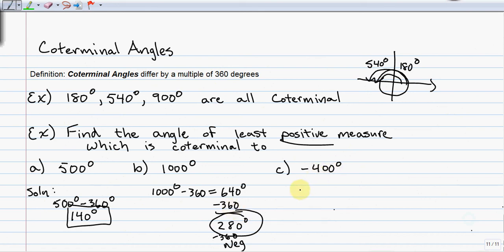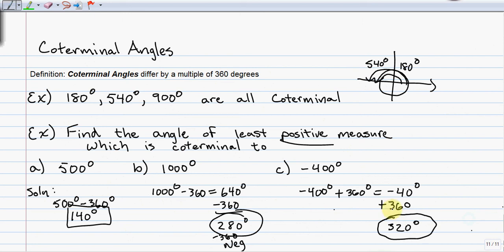Now, we could subtract, or in this case, we're going to have to add. If we subtract, we're just going to keep going negative. So in this case, we want to just keep adding 360 degrees until we get to a positive angle. So if we add another 360, we're going to get to 320, and this is a positive angle. If we add another 360, we'd still be positive, but we want the least positive number. So this is our least positive number.